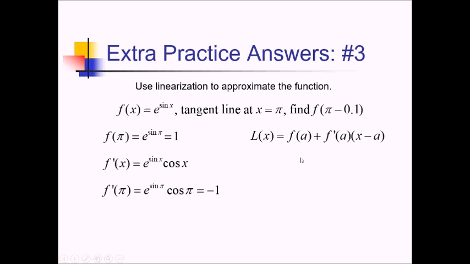And plugging it all back in, we have L of x equals 1 minus 1 times x minus pi. Now to approximate f of pi minus 0.1, we can say that this approximately equals all of this stuff with pi minus 0.1 plugged in for x. And if you need to simplify this, pi and negative pi are going to cancel. You've got -1 times -0.1, which is positive 0.1. So 1 plus 0.1, that's going to come out to 1.1.